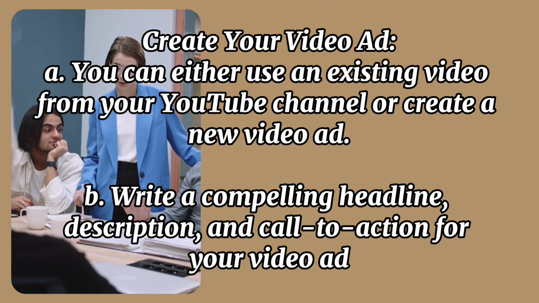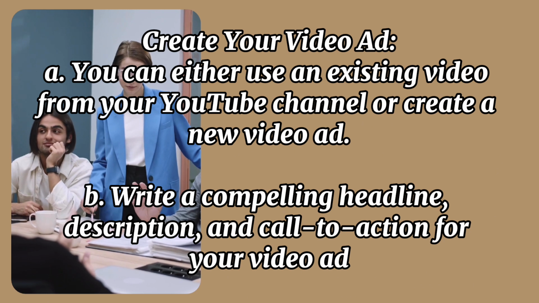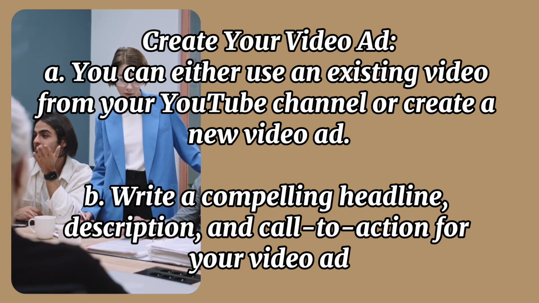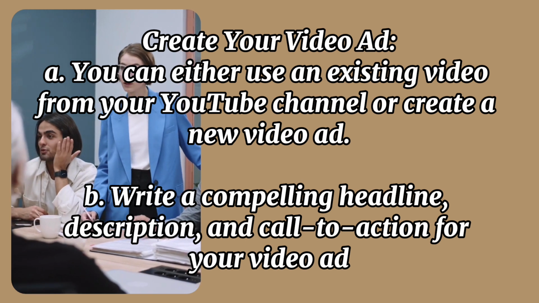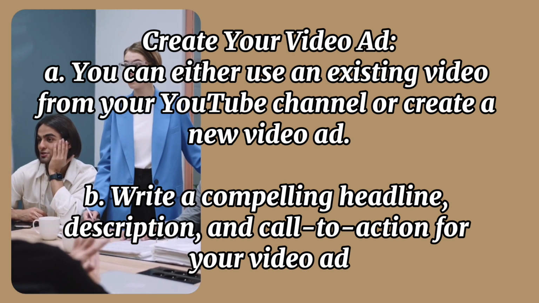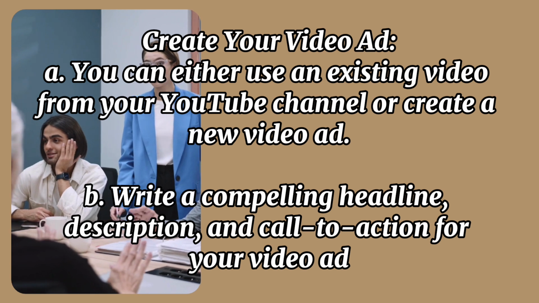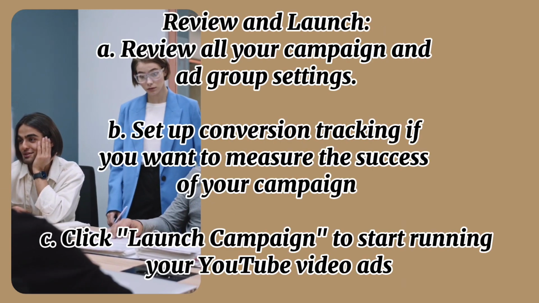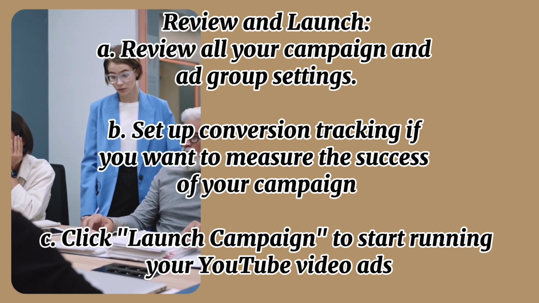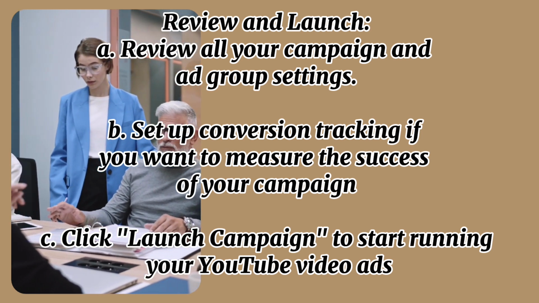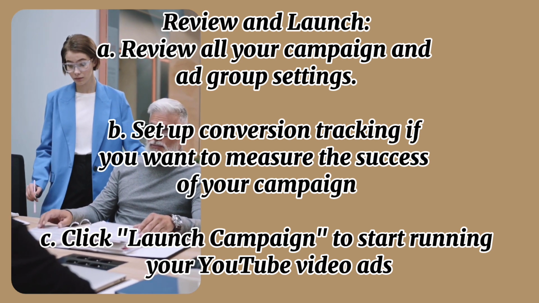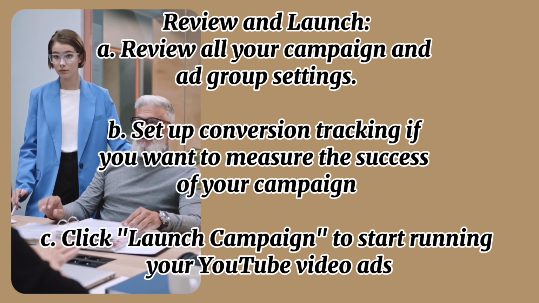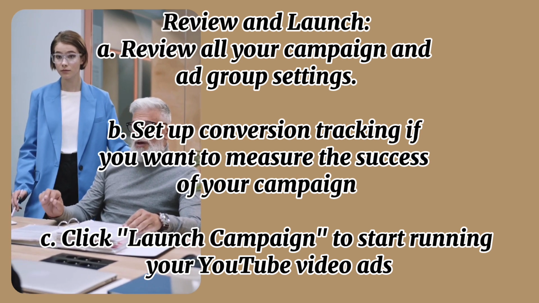Create your video ad. A. You can either use an existing video from your YouTube channel or create a new video ad. B. Write a compelling headline, description and call to action for your video ad. Review and launch. A. Review all your campaign and ad group settings. B. Set up conversion tracking if you want to measure the success of your campaign. C. Click launch campaign to start running your YouTube video ads.